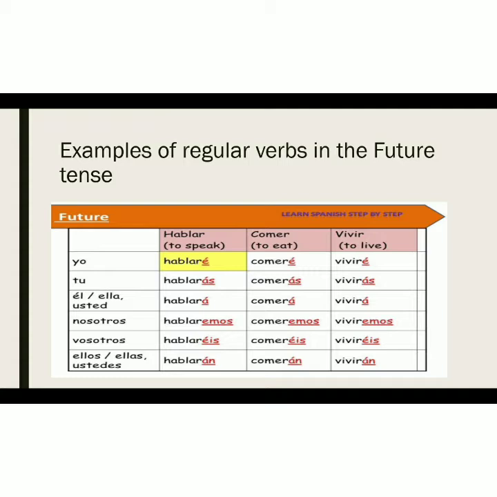Now we move on to vivir, to live. Yo viviré, tú vivirás, él, ella, usted vivirá, nosotros viviremos, vosotros viviréis, ellos, ellas, ustedes vivirán. What do you think ellos vivirán means? Did you say they will live? Correct. Remember, the future tense expresses will.